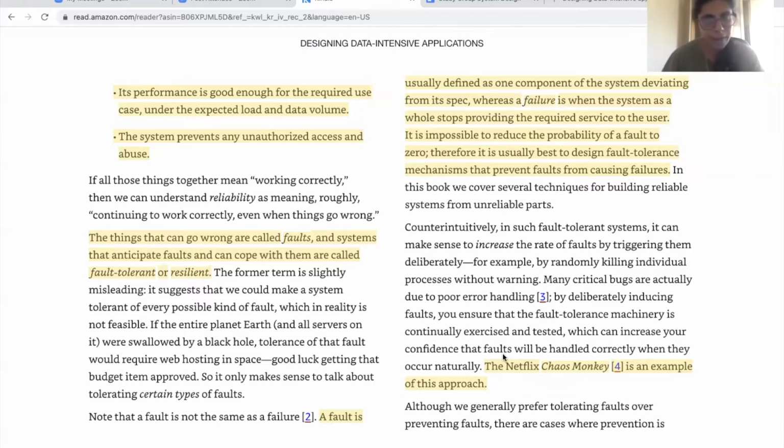So error handling is an important part of resiliency and recovery. While designing the systems, we should keep in mind how the system will recover.